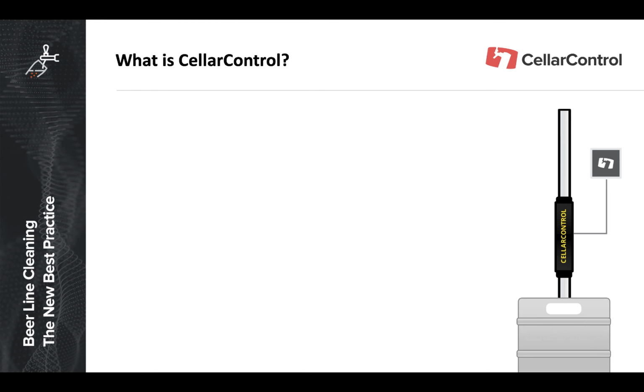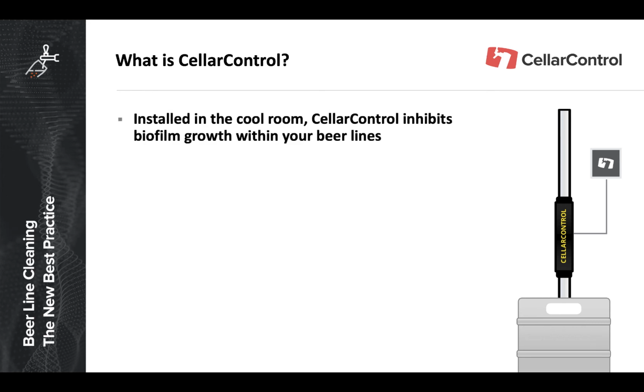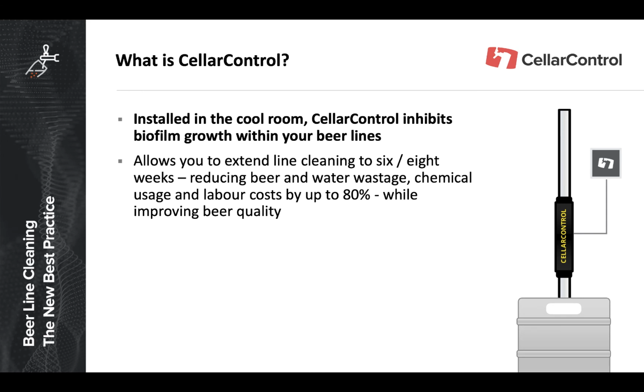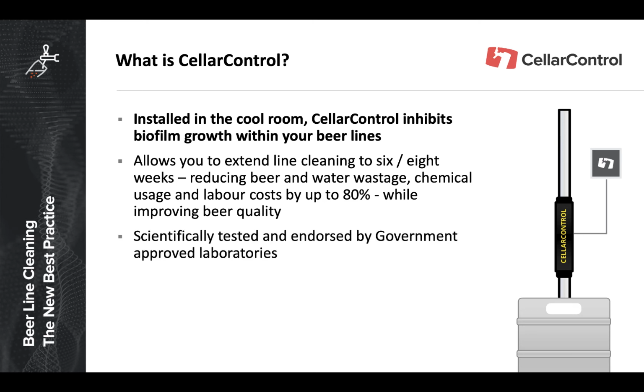So what is CellarControl? CellarControl is installed in the cool room and acts as a biofilm inhibitor within your beer lines. It allows you to extend your line cleaning to 6 or even 8 weeks, reducing beer and water wastage, chemical usage, and labour costs by up to 80%, while actually improving your beer quality. It's scientifically tested and endorsed by government-approved laboratories. More on that a bit later.